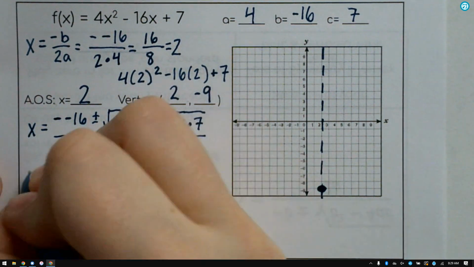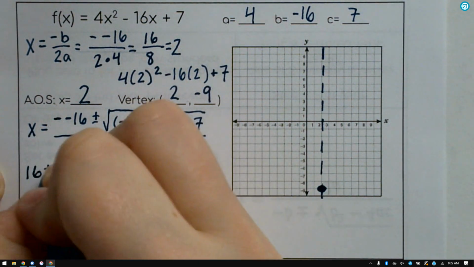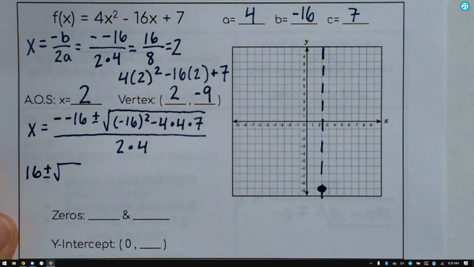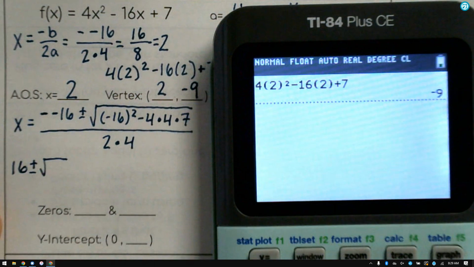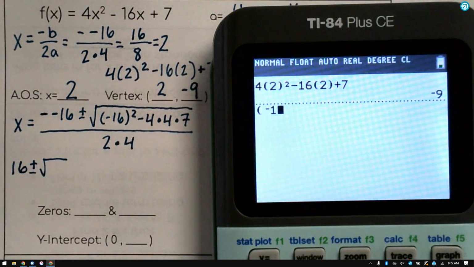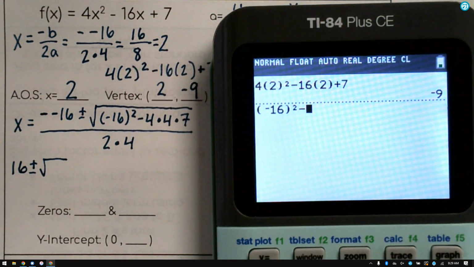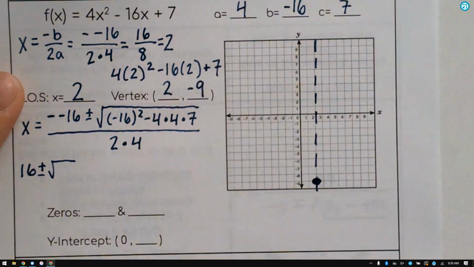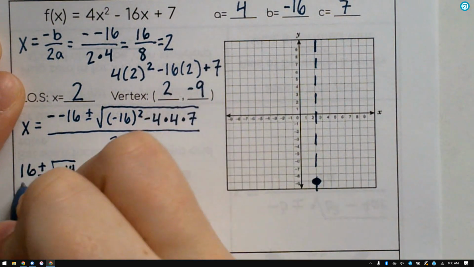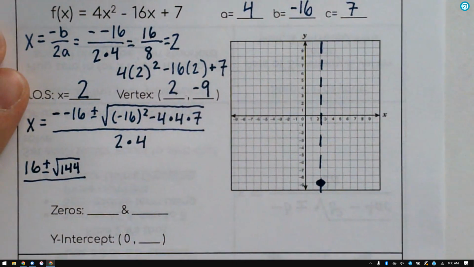Negative 16 is positive 16 plus or minus the square root. We can put everything underneath the square root in a calculator. Negative 16 squared minus 4 times 7 is 144. So 16 plus or minus the square root of 144, all over 2a. So that's 2 times 4, which is 8.